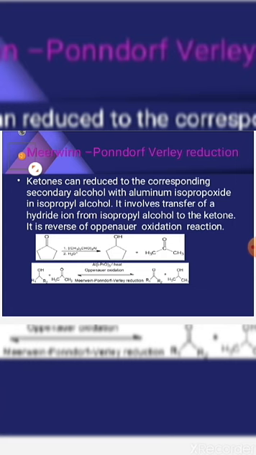Meerwein-Ponndorf-Verley reduction reaction, the MPV reaction. Here a special reducing agent is used, that is aluminium isopropoxide in presence of isopropyl alcohol. In this reaction, there is a shift of hydride ion from isopropyl alcohol, and then it reduces ketones into secondary alcohol. Example is given below. Look at it.